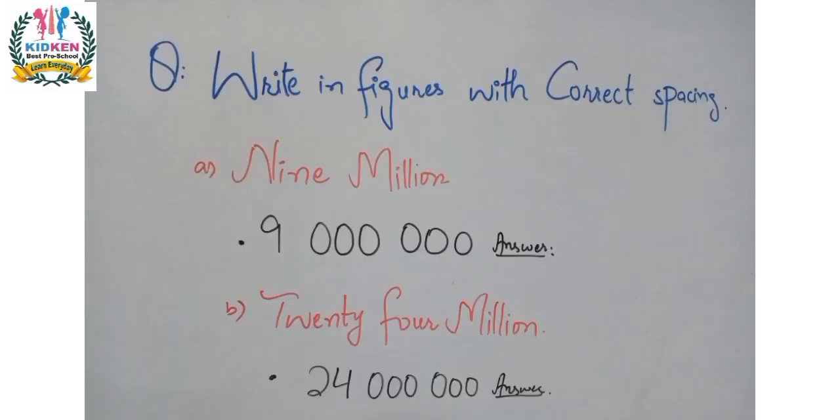So let's start our question. Question number one is 9 million. Simply we can write seven digits because seven digits has millions, and after three digits we take a small amount of space to follow the international system's correct spacing.